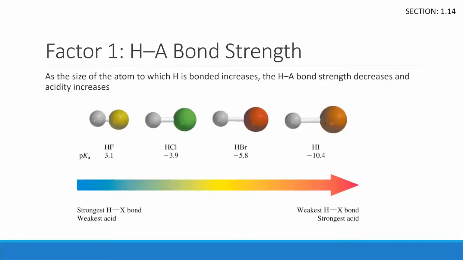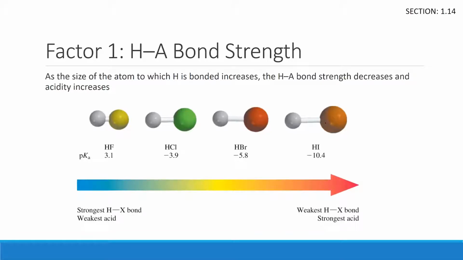So again, the first factor is how strong the bond is between the proton and the acid. So the actual direct bond. One of the influences here is the size of the atom that is connected to the hydrogen. As the size of the atom increases, you weaken that bond. You weaken the bond between them as the size increases. It pushes away the proton. And this causes the acidity to increase.